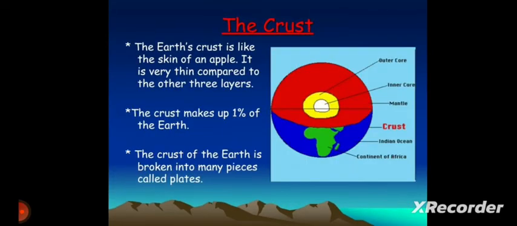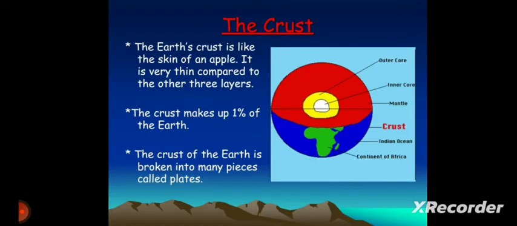Now, moving on to our first layer, which is the crust. Just see in this diagram, this blue portion, which we call crust, means the uppermost or outer part. So, you define crust like this: the uppermost layer of the earth's surface is called crust.